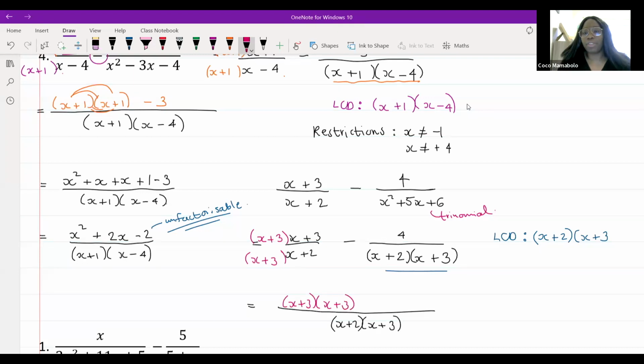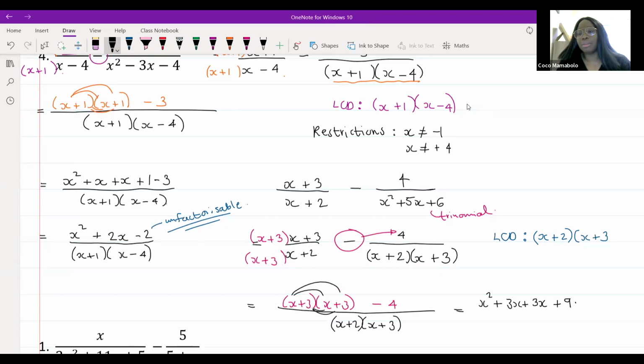Now, this part over here, is anything missing from my denominator over there? Nope, I'm not missing anything. So I don't have to do anything to the top or to the bottom. I'm just going to write minus 4. And then we can do a little bit of FOIL: first, outer, inner, last. I'm going to end up with x squared plus 3x plus 3x plus 9 minus 4, all of this over x plus 2 and x plus 3.